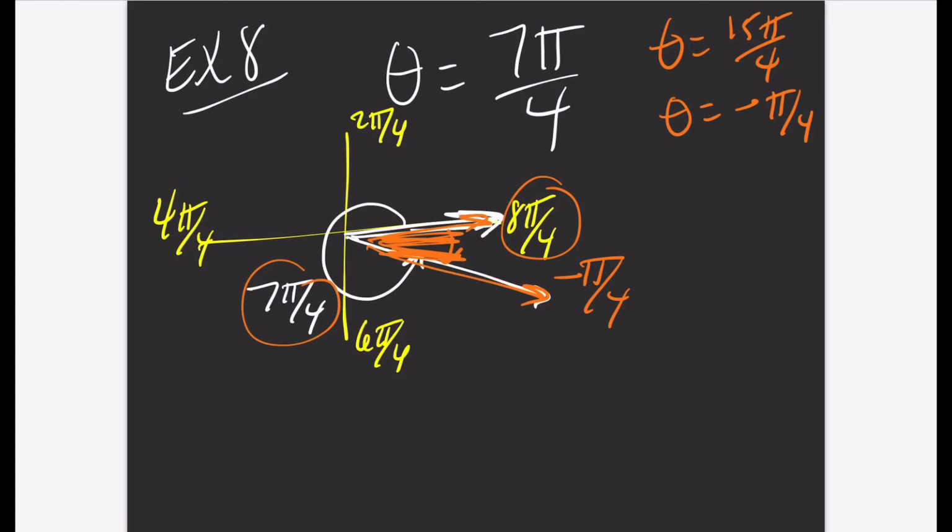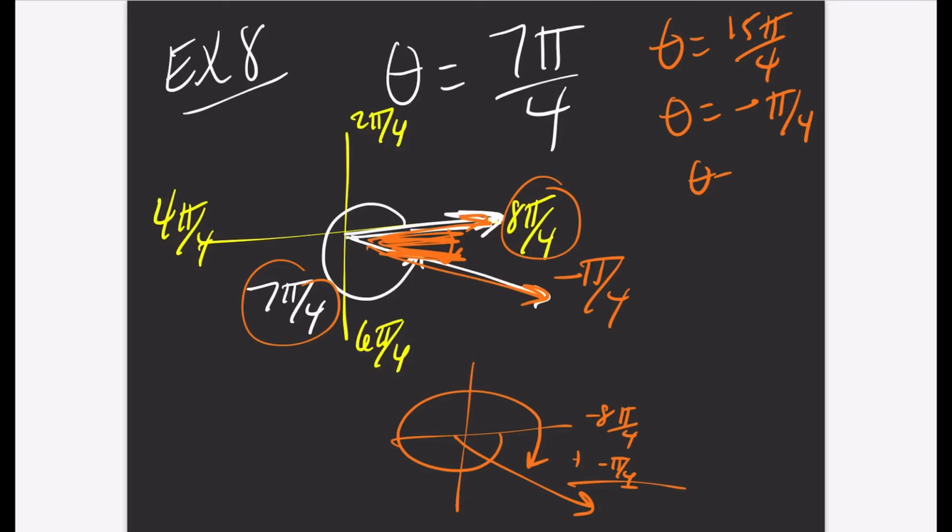If you want another negative, just add another revolution. 1 full revolution was negative 8 pi over 4. And if you add negative 1 pi over 4, that leaves you at negative 9 pi over 4.